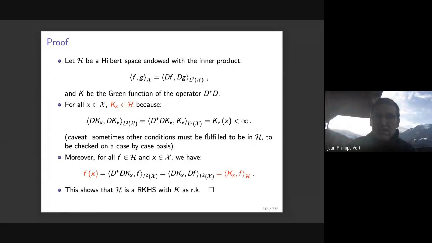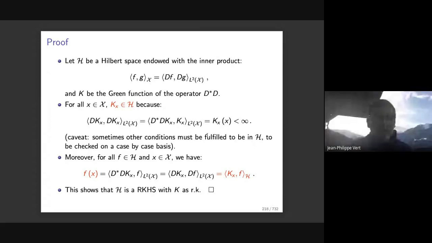Then we can move the D operator from the right to the left using the adjoint function, which says here we take the adjoint of the L2. So this is equal to the L2 inner product between D star D Kx and Kx. And so by construction, because Kx is supposed to be the Green function of D star D, this is equal to Kx of S, right? So this is where we use the Green function property. And of course, this is finite if we assume that the Green function is well-defined.